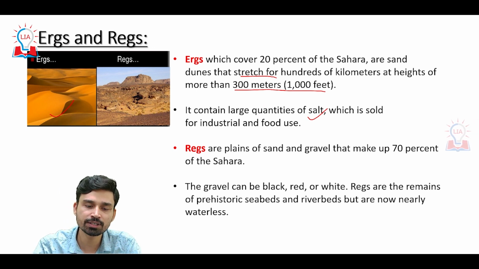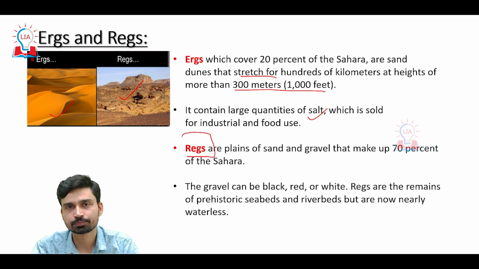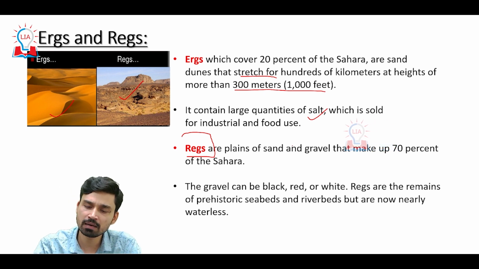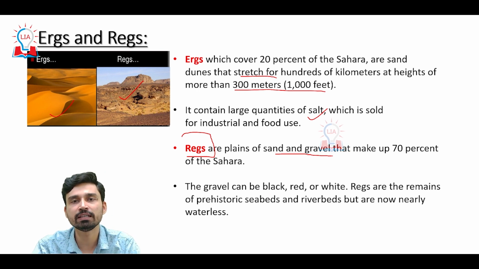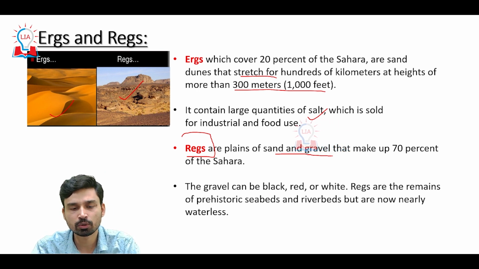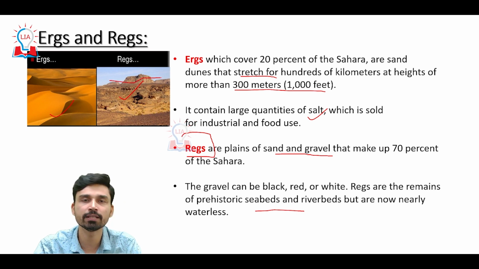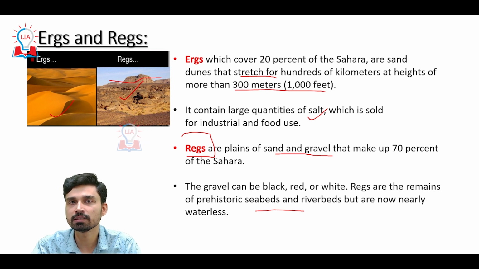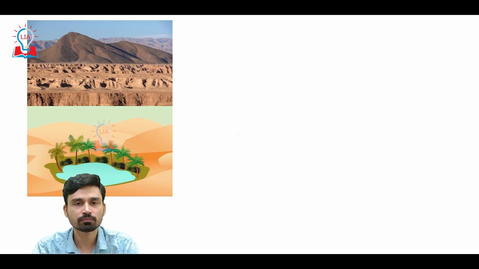On the other hand, the other kind of desert we find in Africa and largely in Sahara Desert is what we call the rigs. Now, rigs are quite different from the ergs. Ergs are made up of sandy sediment, while the rigs are made up of gravel and sand that make up 70% of the Sahara. This gravel basically looks like rock-like structure which can be black, red or white, and rigs are considered to be the remains of prehistoric bedrocks and seabeds that are right now completely waterless. That means the rigs area in the earlier time was occupied by oceanic water, but now the sea level has receded and it has exposed the stony, rocky regions in the Sahara Desert.